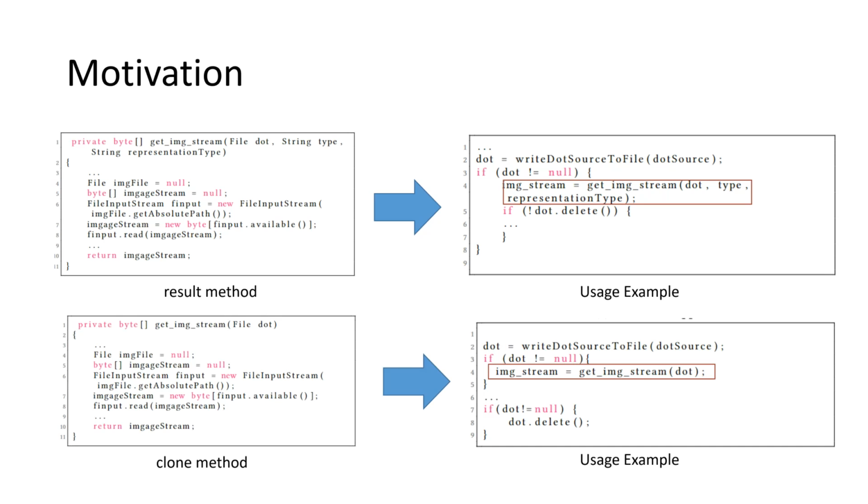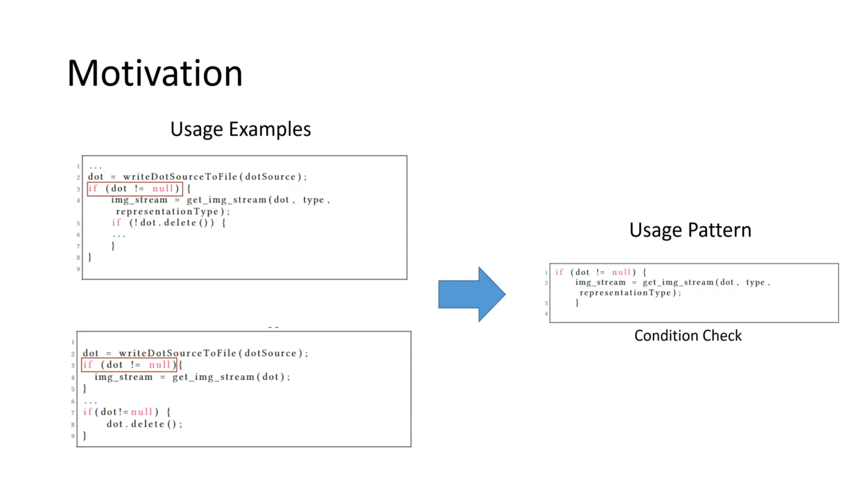Then we find a clone method of the result method getImageStream. The clone method implements similar functionality to the result method. Although the result method needs 3 parameters while the clone method only needs 1 parameter, they have similar usage patterns.